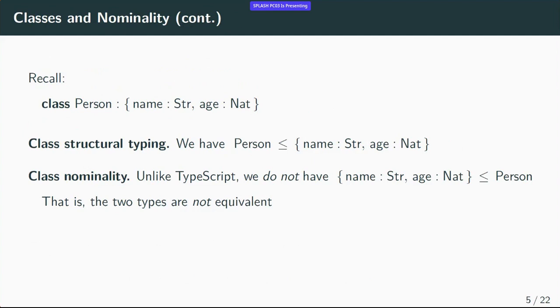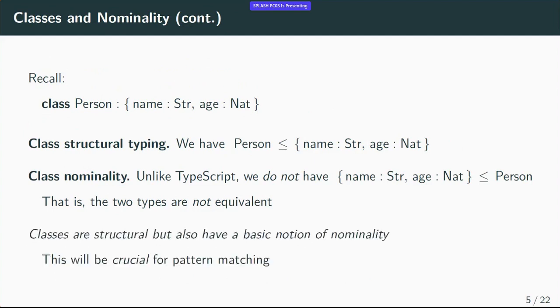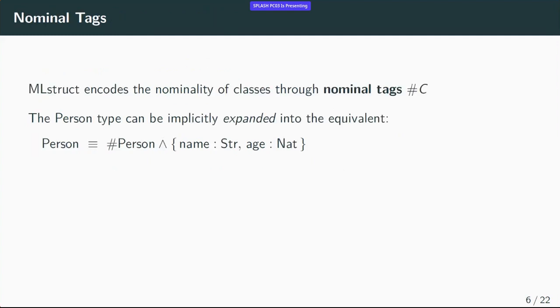In MLscript, this is not the case, and that means there's a notion of nominal typing in addition to the base structural typing of our type definitions. Okay, so how does it do this? Well, it uses the notion of nominal tags. So each class has an associated nominal tag, which is represented by the pound sign followed by the class name. And this nominal tag represents the nominal identity of the class.